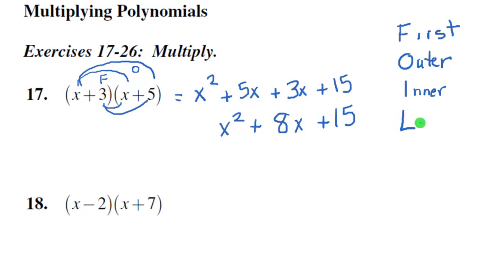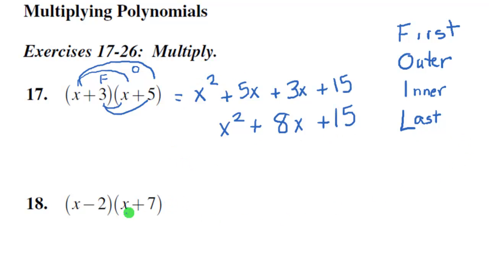And the L is for last. This is when you multiply the last term. The last term in the first binomial times the last term in the second. So 3 times 5, which is 15. So foiling, which we say for FOIL method, is the same as distributing the two terms in the first binomial times the second binomial.